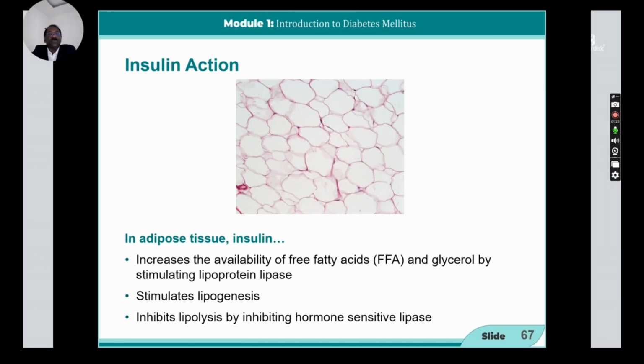So on the adipose tissue, insulin increases the availability of free fatty acids and glycerol by stimulating lipoprotein lipase. It stimulates lipogenesis. So what happens when you are giving insulin to the individual? Are they gaining weight or losing weight after insulin therapy? Lipogenesis or lipolysis? Lipogenesis. So it inhibits lipolysis by inhibiting the hormone sensitive lipase.